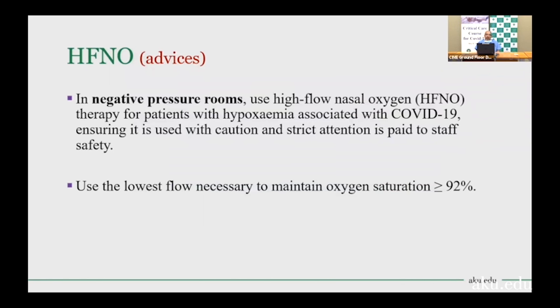If you're using the high flow up to 40 and 50, you need to use the negative pressure rooms because of the risk of aerosolization. And you need to not give a very high flow; you may come up with the low flow of 20-25 liters per minute. The reason would be the risk of infection spread.